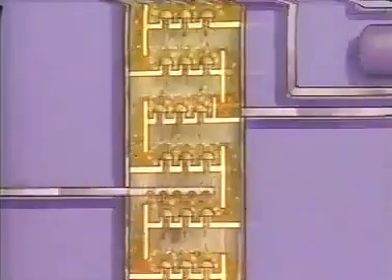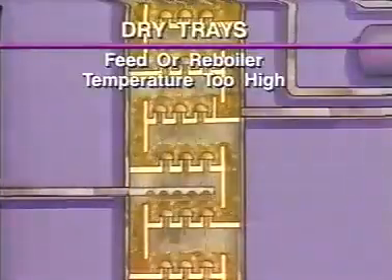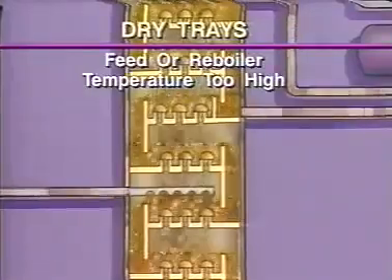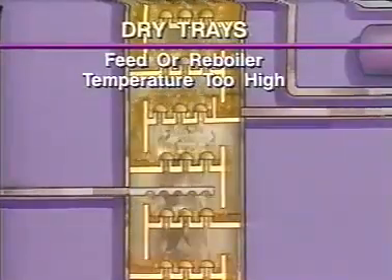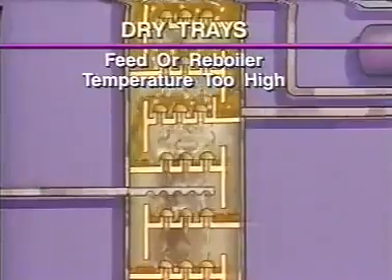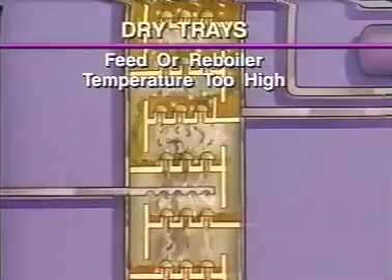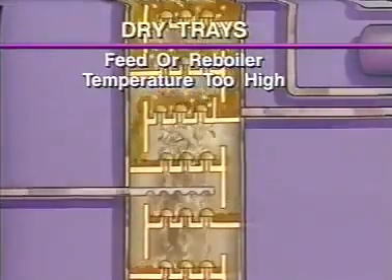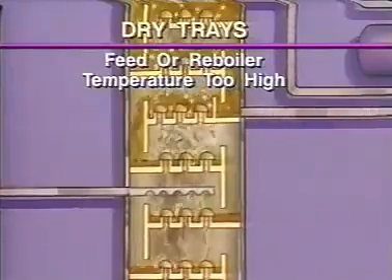Dry trays will also occur if the feed or reboiler temperature is too high. The high temperatures produce an excessive amount of hot vapors. These vapors boil away all the liquid on the trays directly above the feed or reboiler inlets.